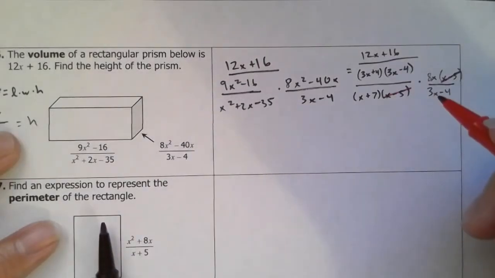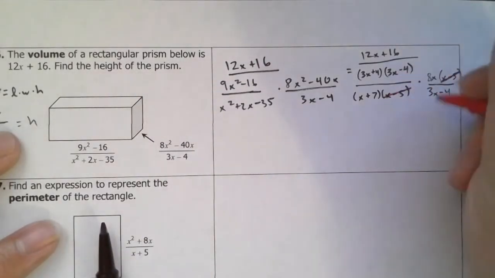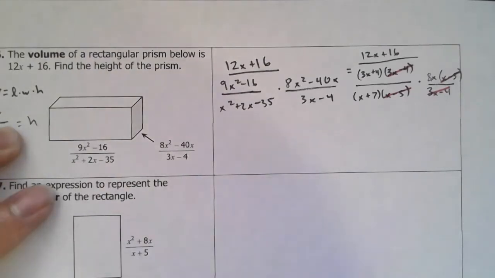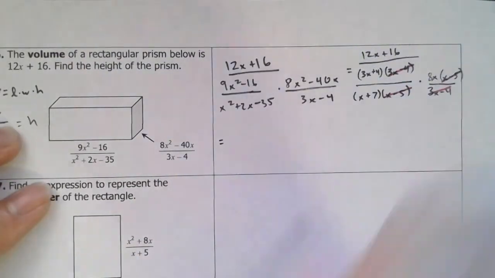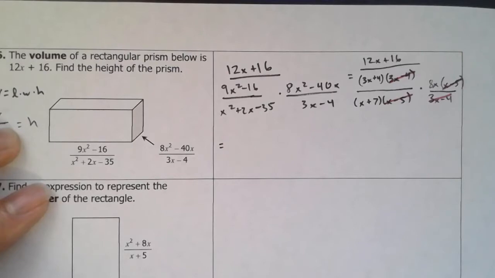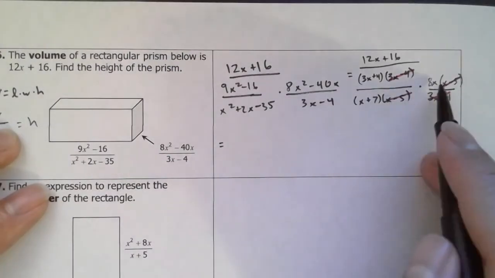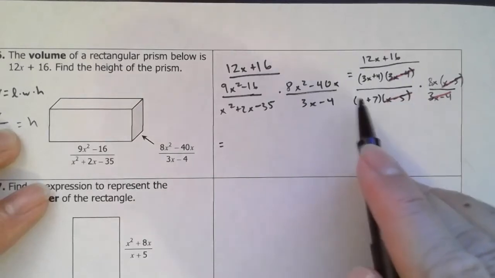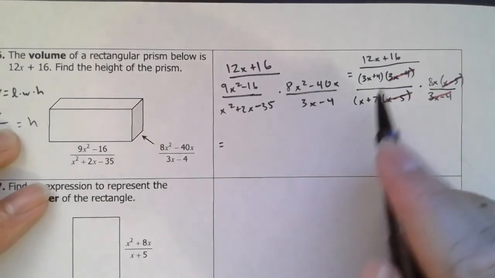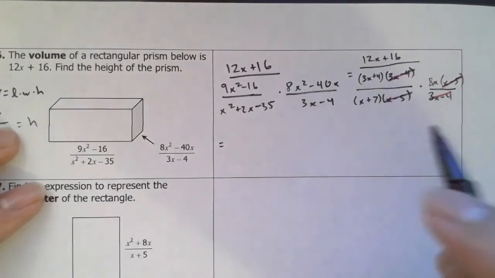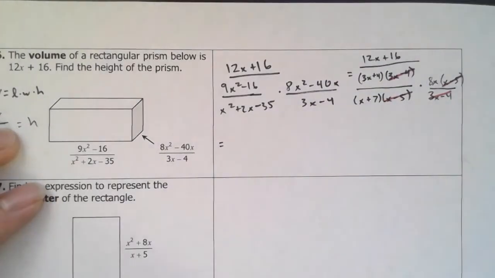I have 3x minus 4, 3x minus 4 there, so these two will cancel out. And the 8x does not cancel out anywhere, so I'm left with 3x plus 4 times 8x, right? That's the numerator. X plus 7, and because this is all below this, maybe I can rewrite this next as that reciprocal and see where I can go from there.